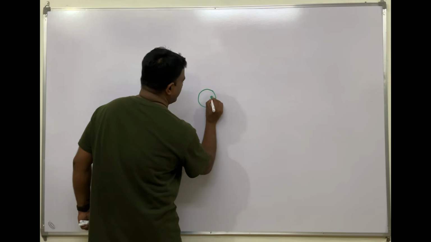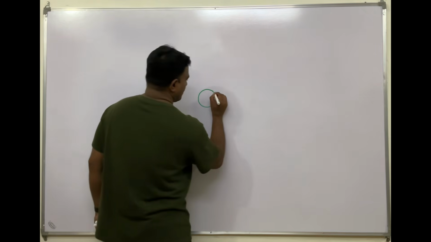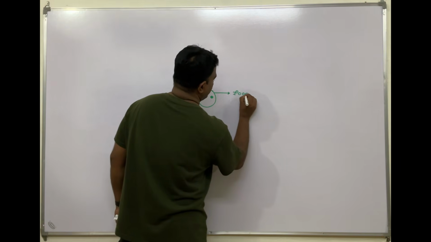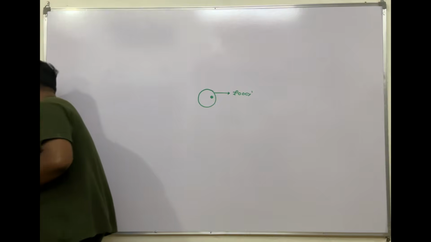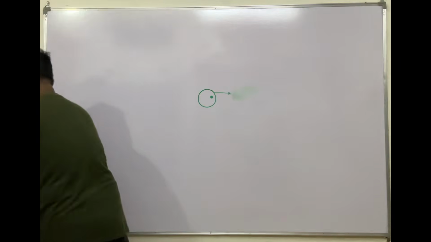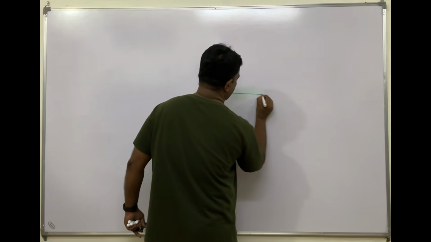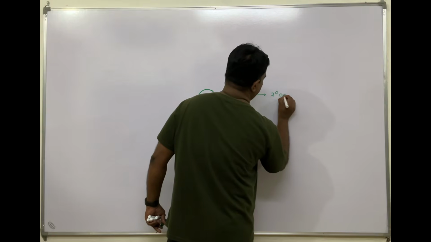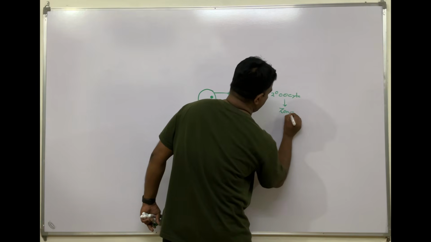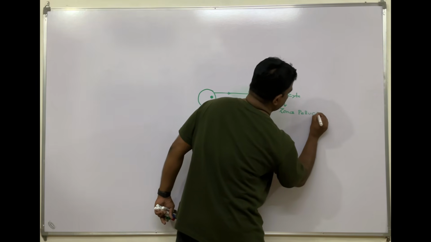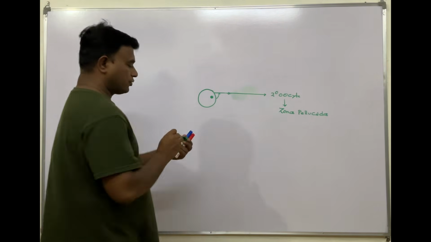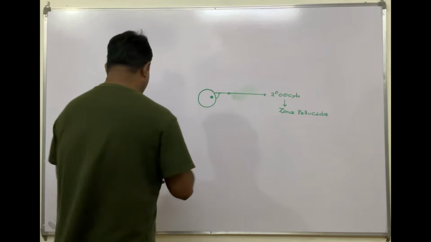This is the secondary oocyte with a meiotic arrest. I will label it later on because I need some space here. This is the secondary oocyte, which is surrounded by the Zona Pellucida. So this is the Zona Pellucida. So this green pane is over.